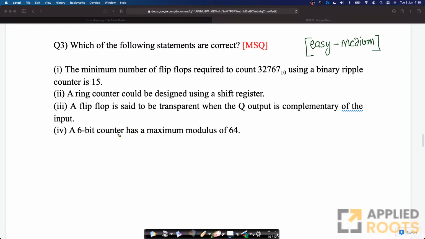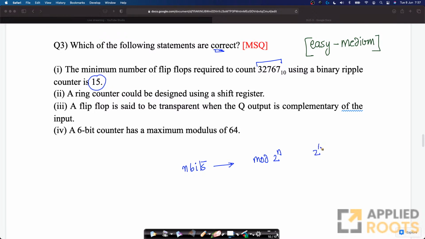Okay, so let's tackle this question. Let's look at all the 4 options. It says which of them are correct. The minimum number of flip-flops required to count this number base 10 using a binary ripple counter is 15. For any binary ripple counter, if you have n bits, as we have seen in our course videos and with the previous example, you can easily create a mod 2 power n binary counter.